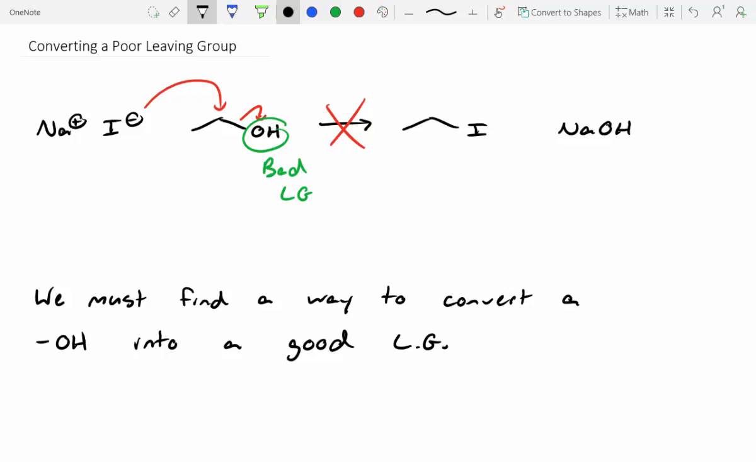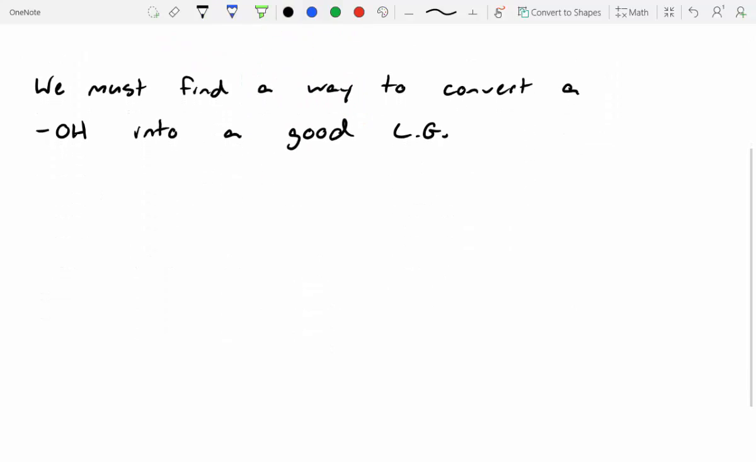Does anybody have an idea for how we can convert it into a good leaving group? What do you think, Brian? Well, first step would be to kick off that H. You'd probably want to put some type of acid in it. Okay, so your first trick that you thought was maybe we can convert that OH into a good leaving group by throwing acid in. I think that's good. So throw in acid. Simple enough. All right, so now let's do that.